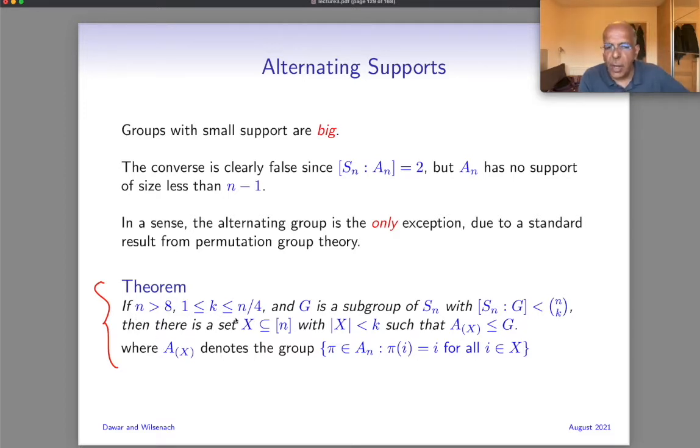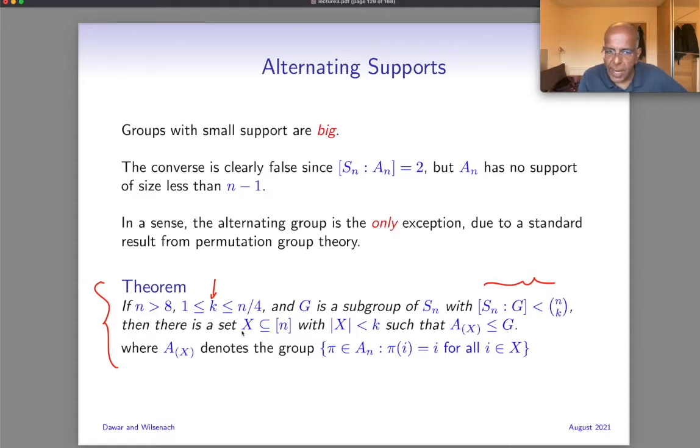For sufficiently large n and for constants k up to n over 4, which is more than we care for, suppose you have a subgroup G of Sn whose index is bounded by n choose k. For the special case, assume k is some small constant, so this is a polynomial bound. So G is a large group because it has small index.